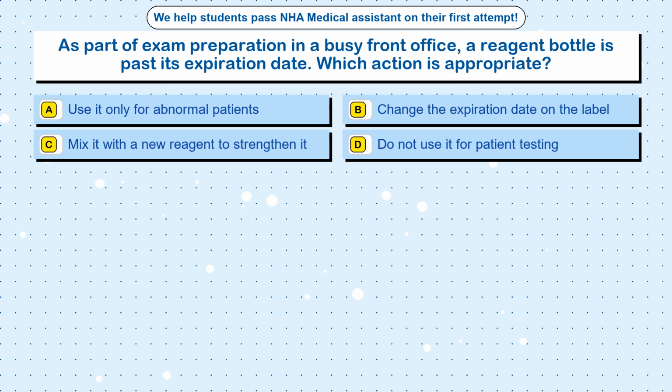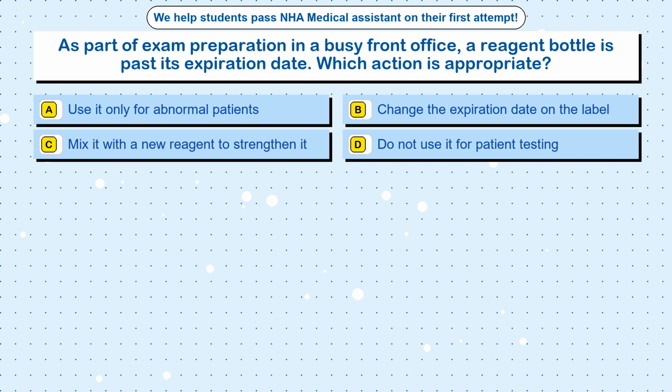Question 85. As part of exam preparation in a busy front office, a reagent bottle is past its expiration date. Which action is appropriate? Option A, use it only for abnormal patients. Option B, change the expiration date on the label.